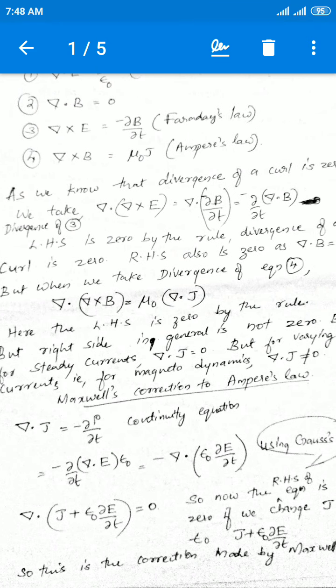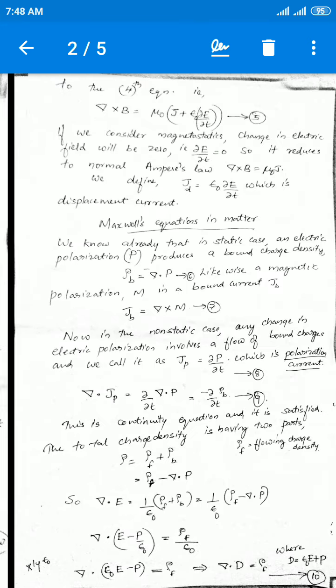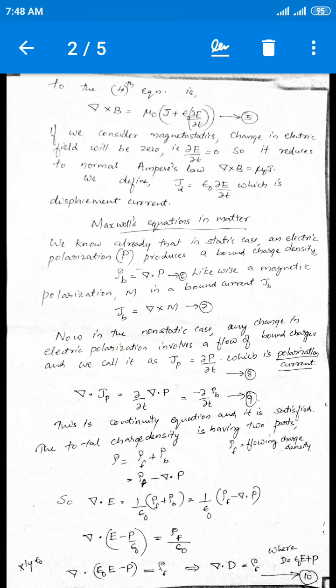Now see this equation. The divergence is 0 if we change J to J plus epsilon 0 dou E by dou T. So instead of writing mu 0 J, we have to replace J with J plus epsilon 0 dou E by dou T. The correction made by Maxwell is like this. The fourth equation, which was del cross B equal to mu 0 J, now has J replaced with J plus epsilon 0 dou E by dou T. Then the equation is correct.